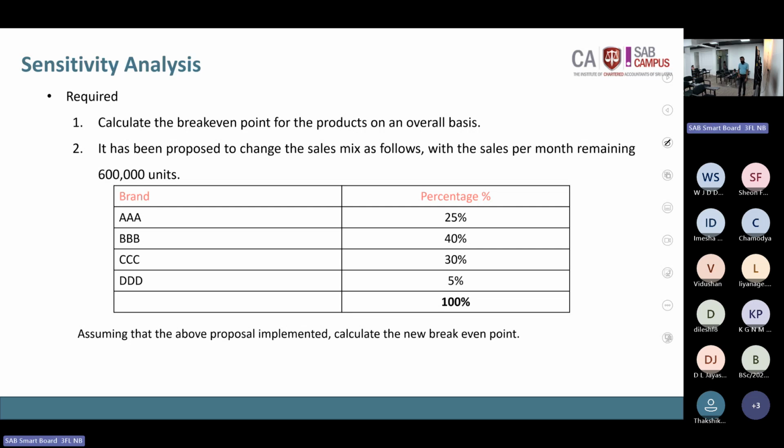And then they have provided the change. So it has been proposed to change the sales mix as follows, with the sales per month remaining 600,000. And they have provided the change amount. So this is the sales mix has changed from previous to now 25, 40, 30 and 5. Assuming that the above proposal implemented, calculate the new break-even point.